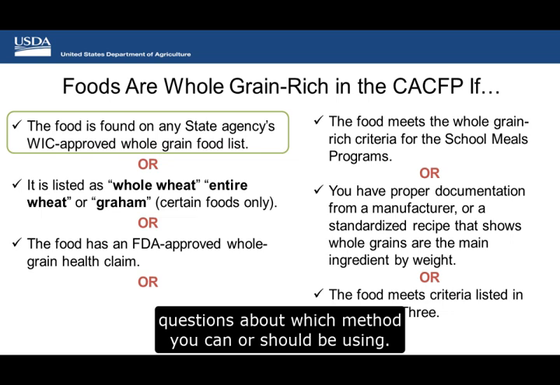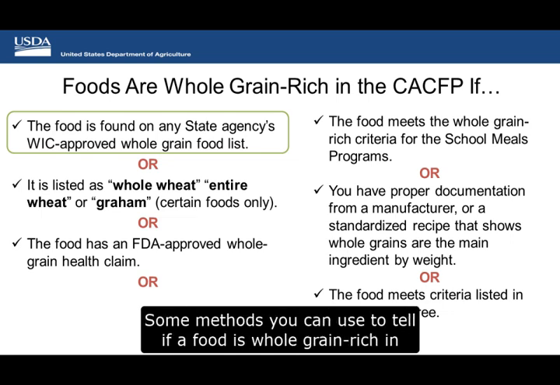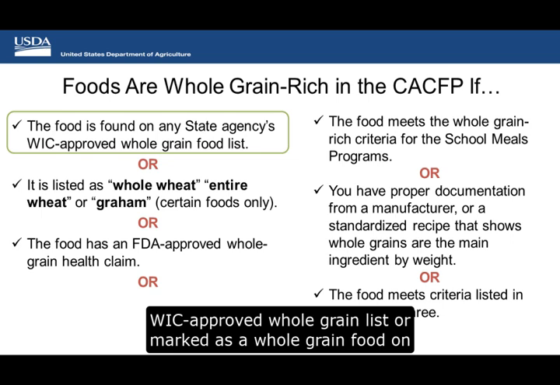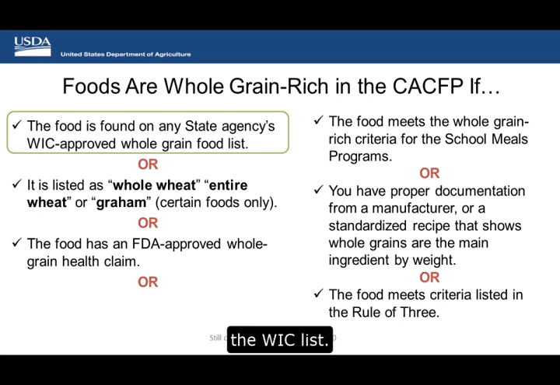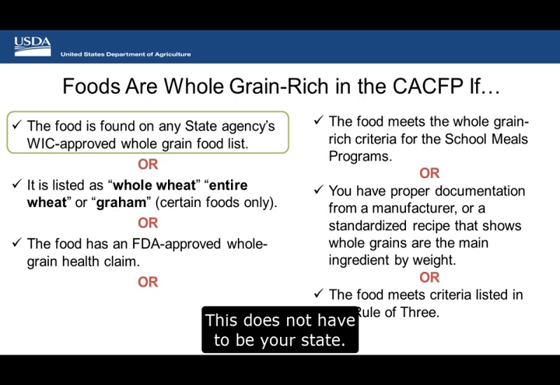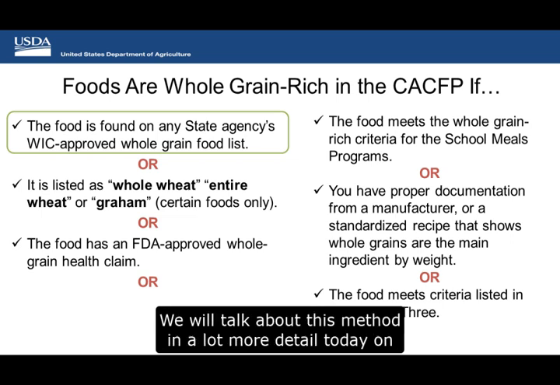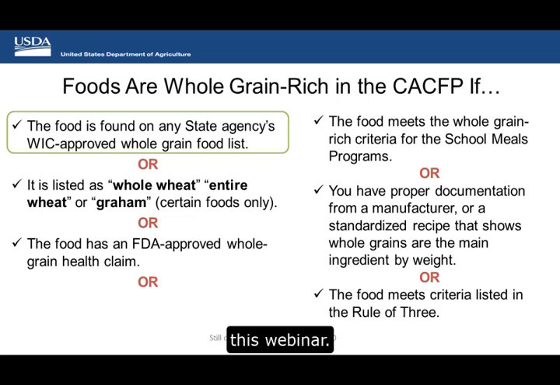Some methods you can use to tell if a food is whole grain rich in the CACFP include if the food is found on any state agency's WIC-approved whole grains list or marked as a whole grain food on the WIC list. This does not have to be your state. It can be listed on any state's WIC-approved foods list. We will talk about this method in a lot more detail today on this webinar.